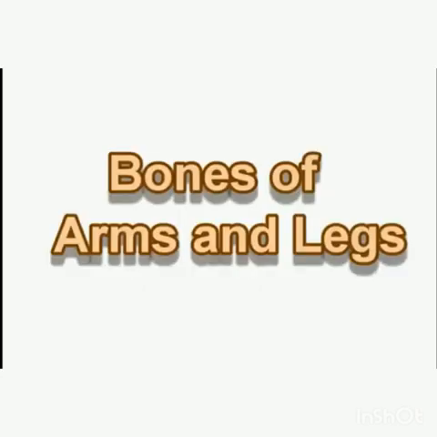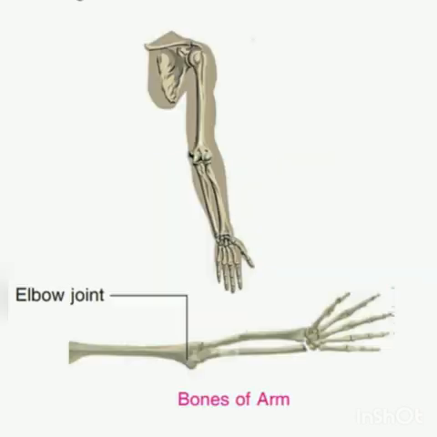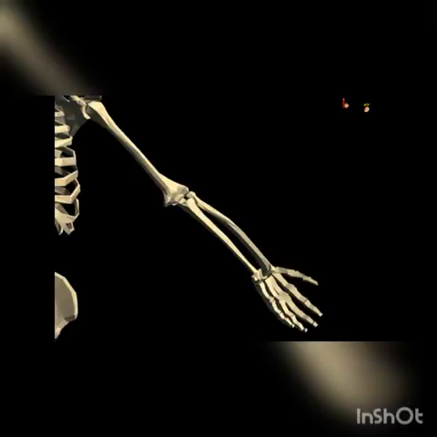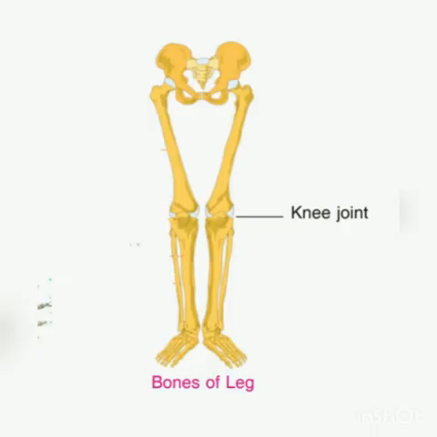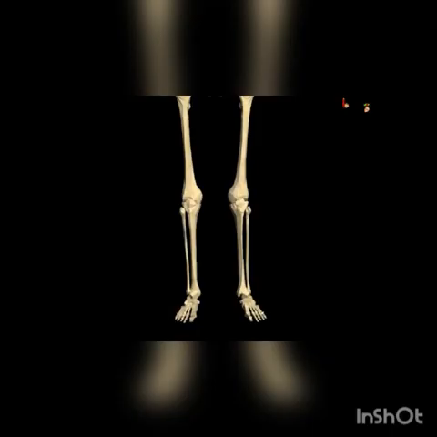Now we will see bones of arms and legs. The femur or thigh bone fits into the hip girdle. The femur is connected to the lower two bones of the leg. At the knee, there are many small bones in the ankle and toe region. In this picture, you can see elbow joint in bones of arm and knee joint in bones of leg.